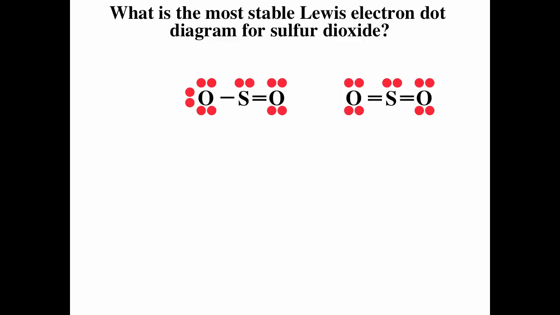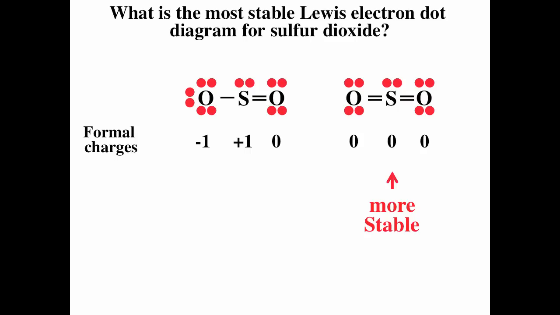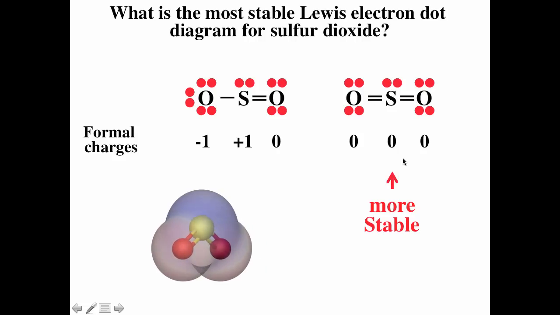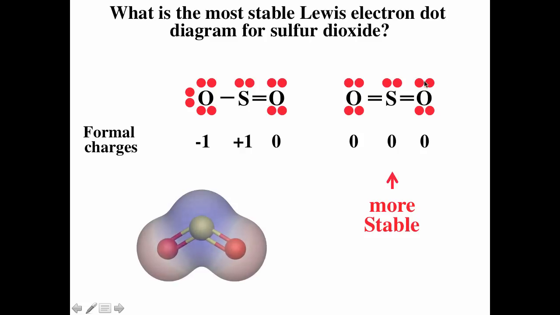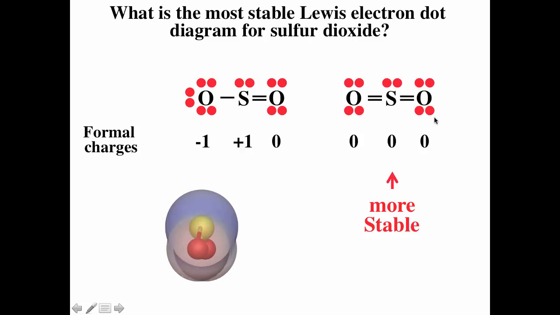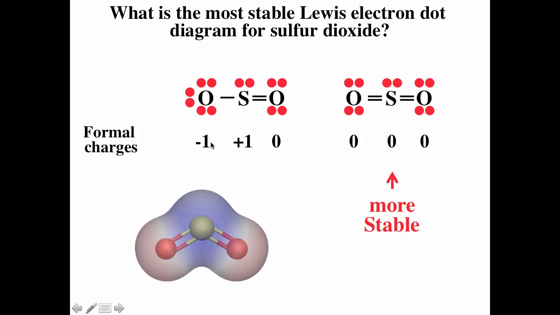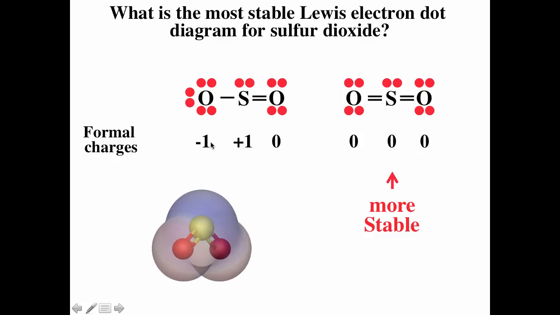And so let's use the formal charge. And using the formal charge, we see that the one on the right should be the more stable structure. Now that also makes sense because thinking about it, the sulfur-oxygen bonds should be identical. Another thing to remember is that oxygen with 2 lone pairs and a double bond has a formal charge of 0, and oxygen with a single bond and 3 lone pairs has a formal charge of -1.